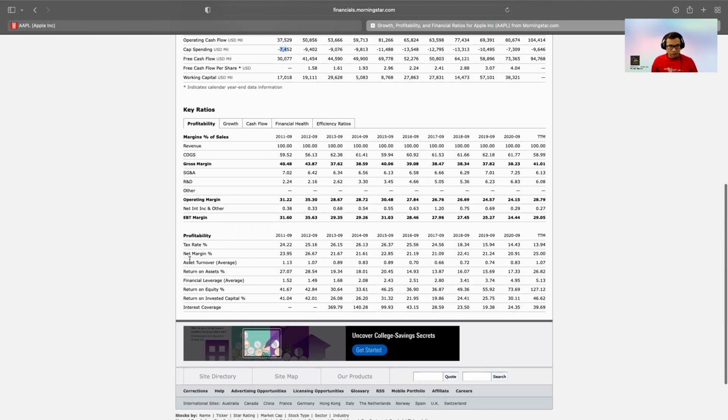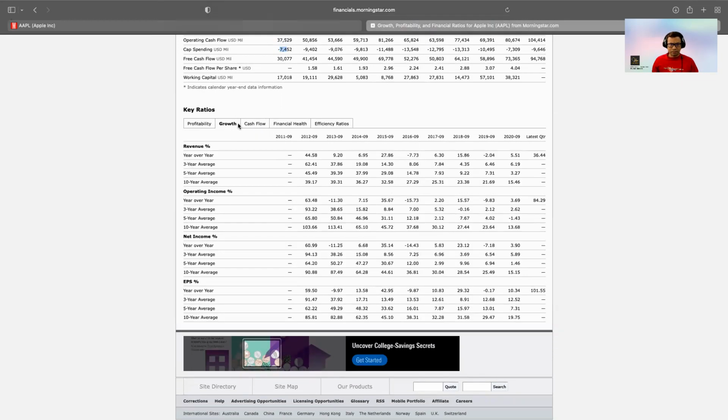We can have a net margin. Net margin here is net profit margin. And we have return on assets, return on equity, return on invested capital, and interest coverage, which means interest payment divided by EBIT, earnings before interest and tax. These are all in the profitability tab.